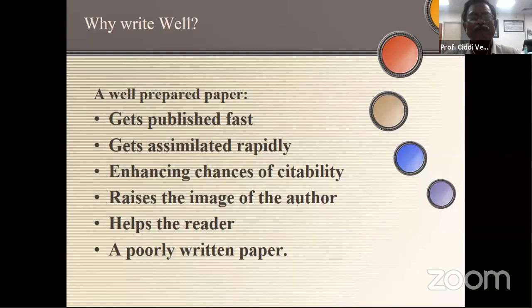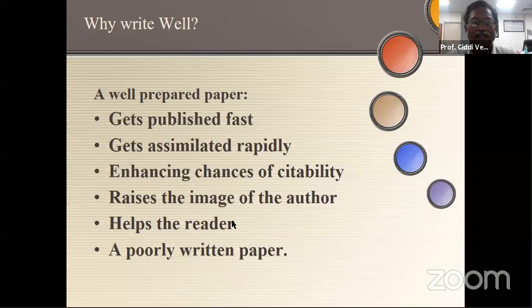So to get published fast and get assimilated rapidly, the paper you are giving in the form of a publication should be able to help readers understand and assimilate your way of thinking, your experimentation, and your theoretical implications and interpretations. That enhances the chances of citability.